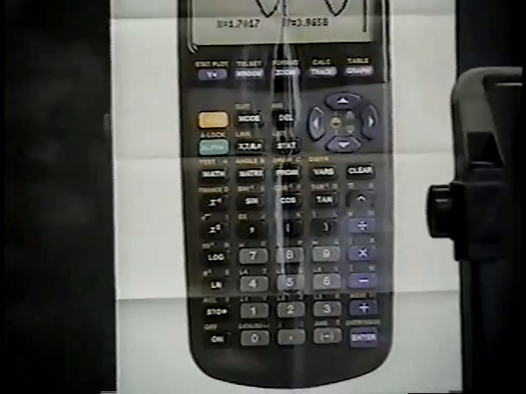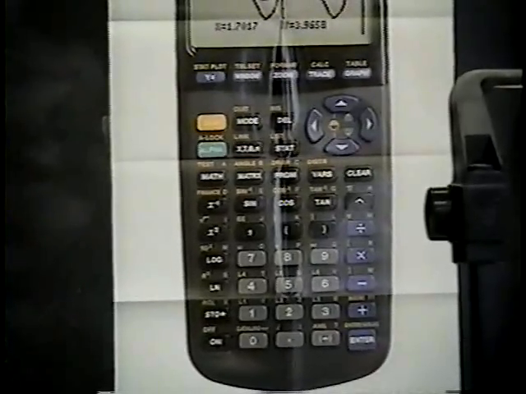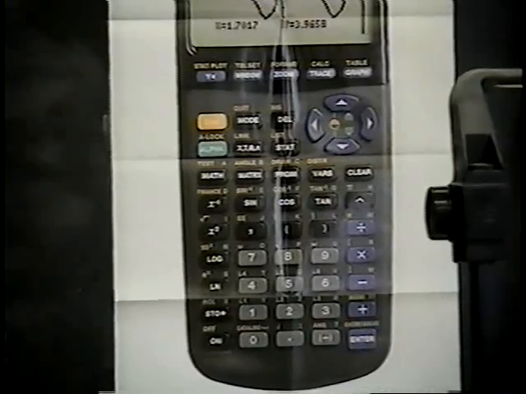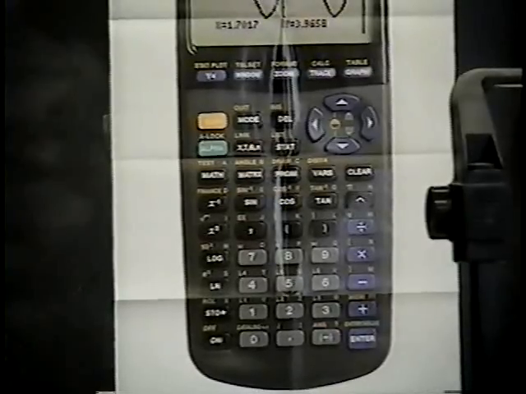So let's do that. Second, catalog. That's the beginning of the alphabet, then the key that says S. And let's scroll down till we get to the function that says solve.